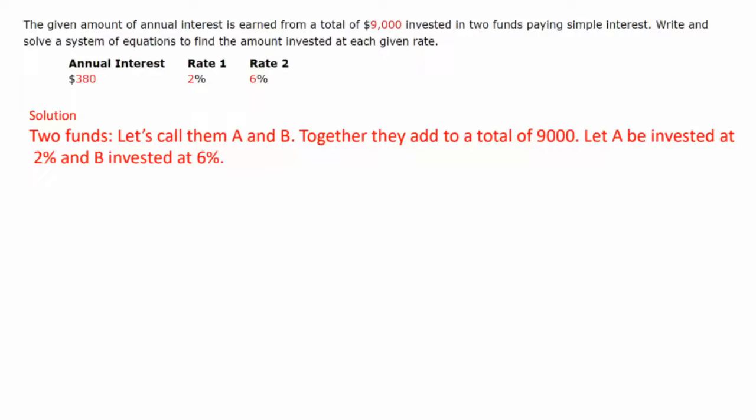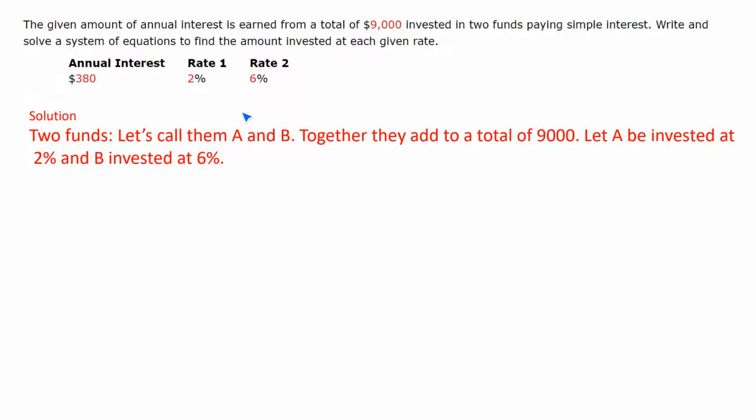Okay, so how can we apply it? Let's look at this word problem. The given amount of annual interest is earned from a total of $9,000 invested in two funds paying simple interest, right? And solve a system of equations to find the amount invested at each given rate. So you have an annual interest of 380 that you earn from these two investments. One of the investments has a 2% interest rate and the other one has a 6% interest rate. So the question is to find the amount invested at each of these rates.